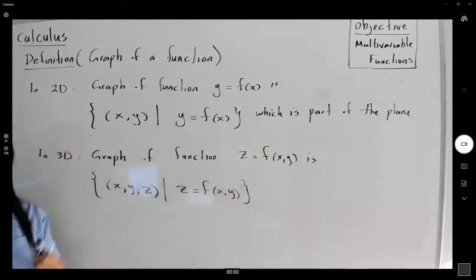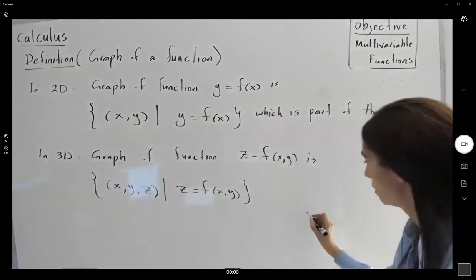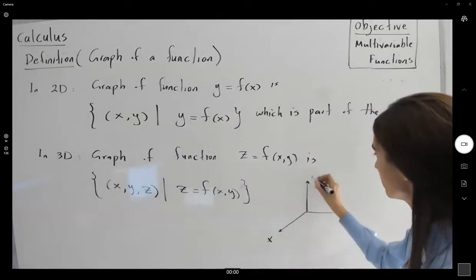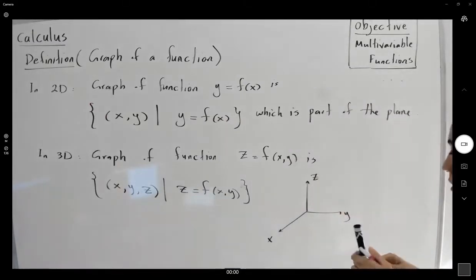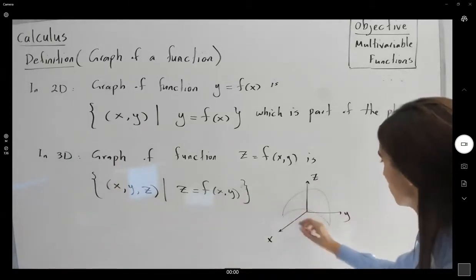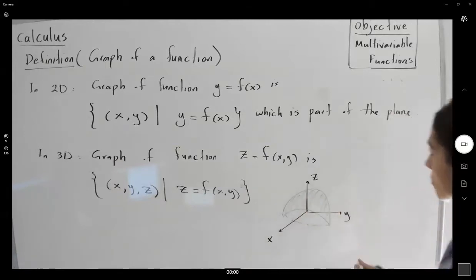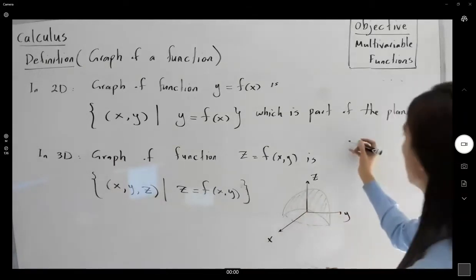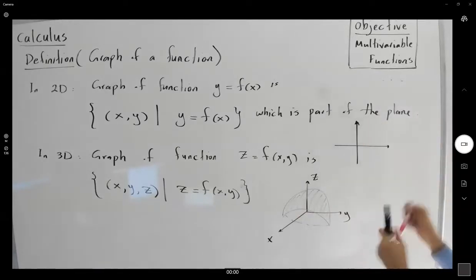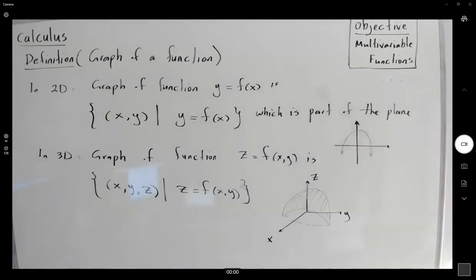In two dimensions, it's part of the plane. In three dimensions, it's part of the space. So here you have your space, x, y, and z, and you get some graph. Suppose you have this graph here. And in 2D, you have a graph like this. This is the graph of your function. That's it.